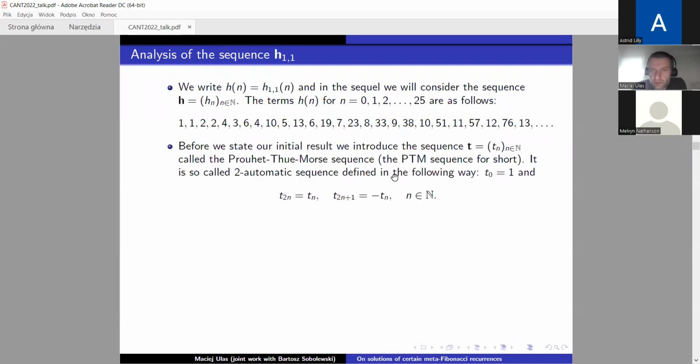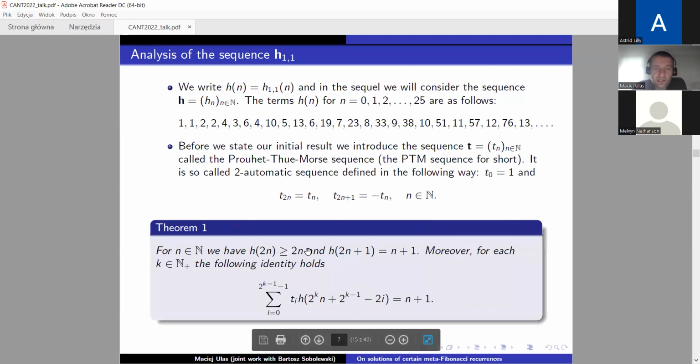Before we prove that, we need to recall the Prouhet-Thue-Morse sequence, which will be called the PTM sequence for short in the sequel, which is defined by the following recurrence: T(0) equal to 1, T(2n) is equal to T(n), and T(2n+1) is equal to minus T(n). This is essentially the same sequence as the one mentioned by Bartosz in the previous talk, but is defined on the alphabet containing -1 and 1.